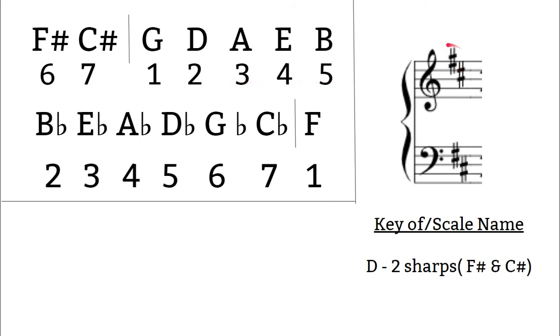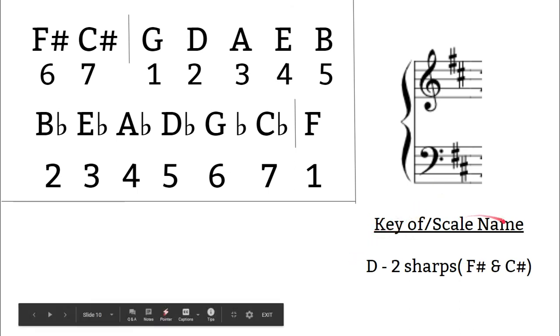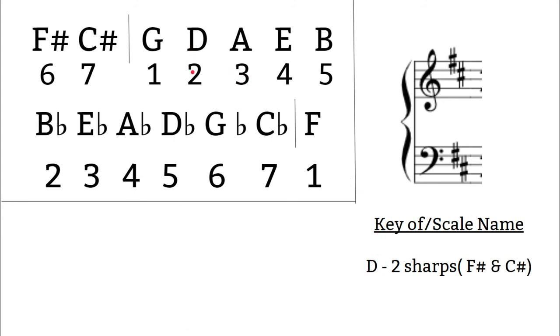Okay, so over here, I have a key signature. All right. And over here, I kind of have both things. So the key of D, or the scale name, which is D. So you want to go over to D. D has two sharps. Okay. It's on the sharp side. It's D. It's not D flat. It's D. So D itself is a sharp scale.